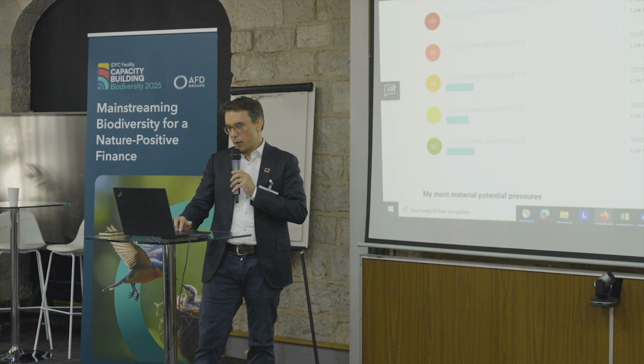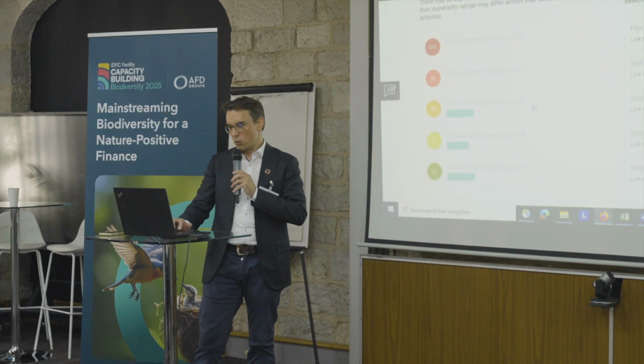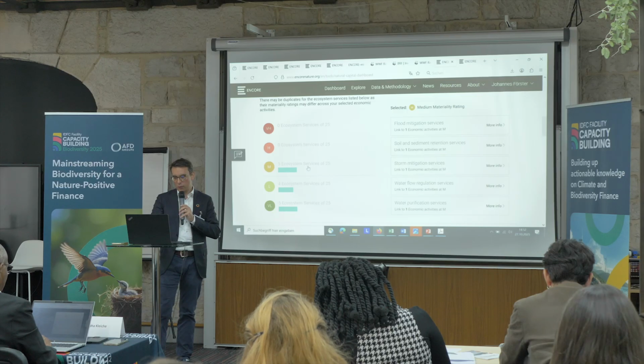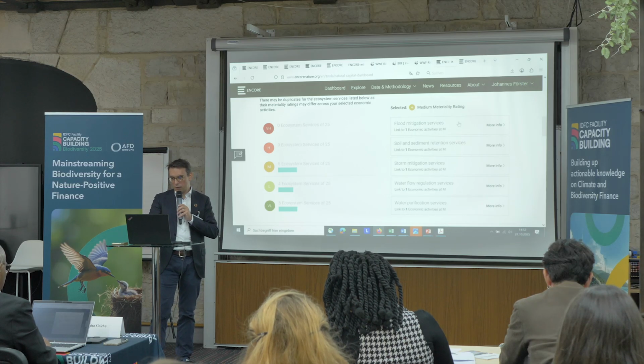And yeah, we have here the overview of the dependencies rated according to very high to very low, and then the various ecosystem services are listed here, which ones have a medium materiality rating for that sector or a low. There's none with a very high rating. So you can assess, okay, my sector has a medium materiality rating for flood mitigation services.